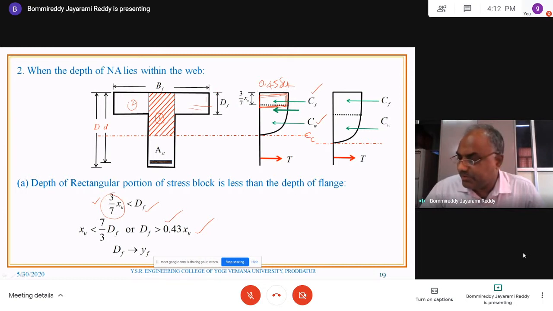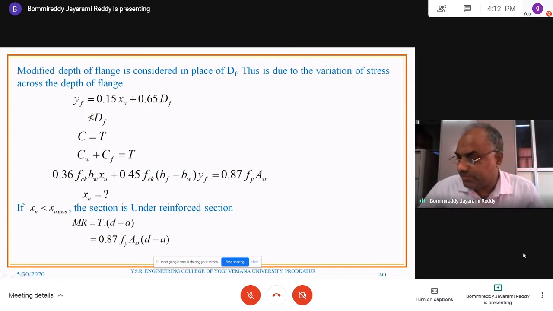The entire depth of the flange is not having uniform stress, because uniform stress is only for a certain height, and after that it is decreasing. So what we do is, the effective depth of the flange now will be YF. So that YF will be equal to 0.15 XU plus 0.65 DF, and it should not be more than DF value.